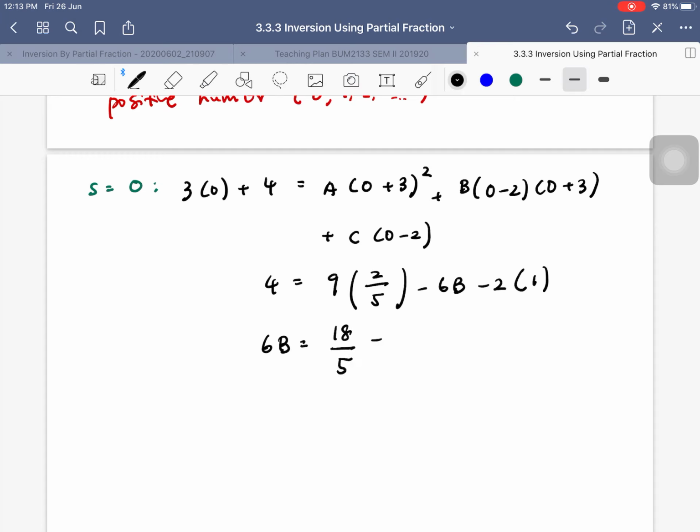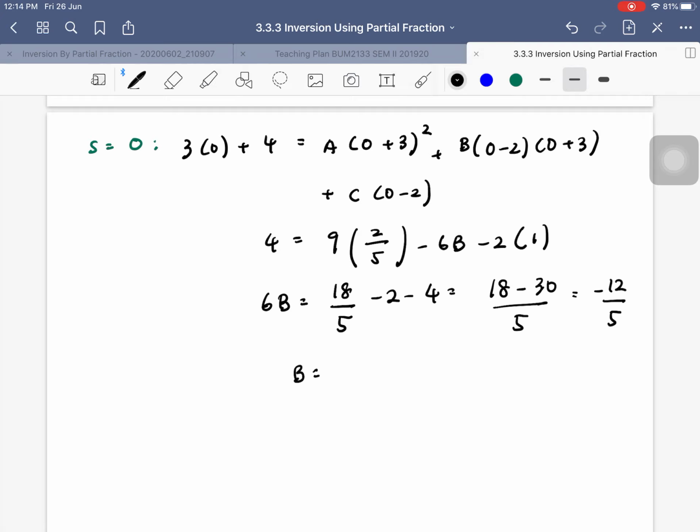So that is going to be minus 2 minus 4. So which is going to be 18 minus 6 multiplied by 5. That's a 30 over 5. So which is going to be negative 12 over 5. From here, you can simply use your calculator for this. I'm doing it by hand. So my b value is going to equal negative 2 over 5, so I divide this by 6.